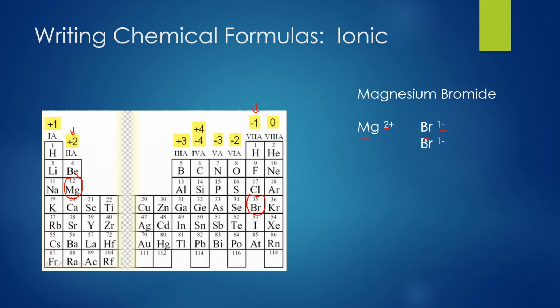So what we need to do is add another bromine. If we add another bromine atom, now we have a -2 charge on the anion side, and that'll cancel out the +2 charge on the cation side. So to figure out the formula, it means we need 1 magnesium and 2 bromines. So the formula becomes MgBr2. So steps: write out the symbols with the charges, and then figure out how many atoms of each you need in order to make the compound neutral.